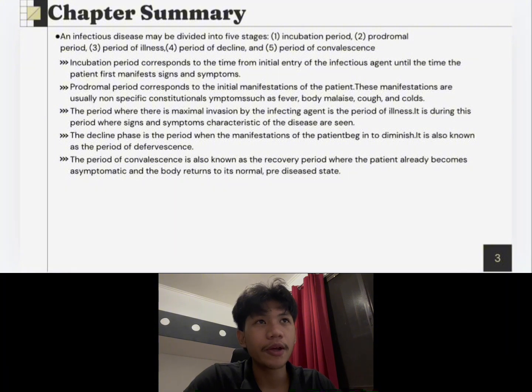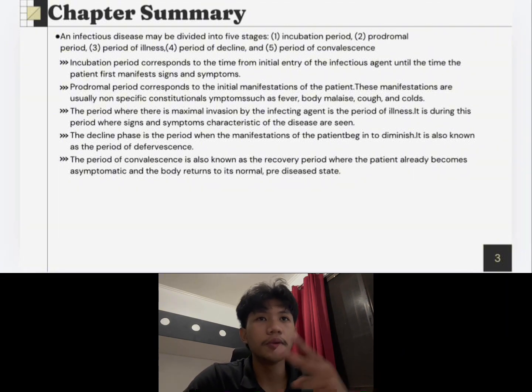Incubation period corresponds to the time from initial entry of the infectious agents until the time the patient first manifests signs and symptoms. In this period, no signs or symptoms. Di pa siya aware kasi wala pa siyang symptoms, pero number of pathogens increase, nag-i-spread na siya dito.